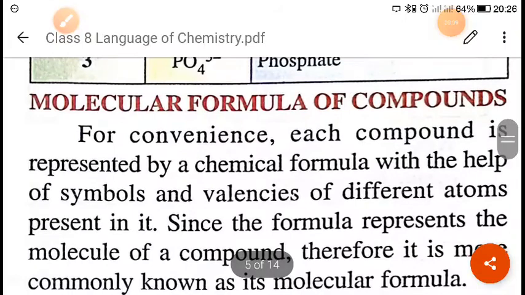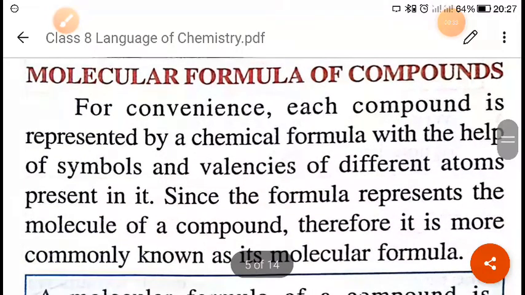Myself Suman Singh. As you have seen in the previous video, we discussed variable valencies, acid radicals and basic radicals, right? Now in today's class we will discuss the molecular formula of a compound, or how to write the molecular formula of a compound, okay? So first of all, the molecular formula of a compound.